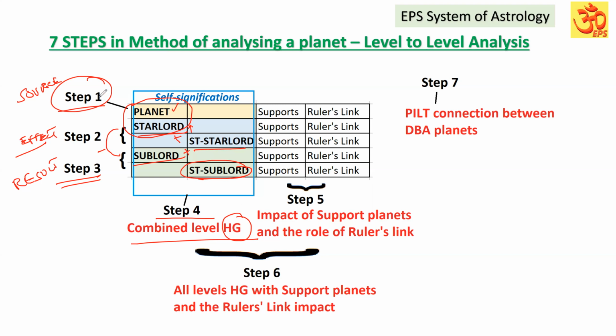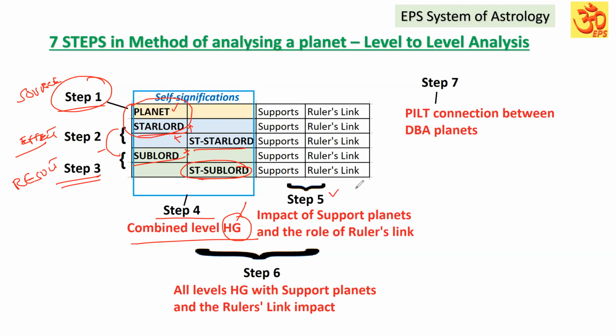Steps 1 to 4 are connected to the self-signification of all the planets, at the individual level, the combined level, and the overall combined level forming the house grouping. This is up to step 4.